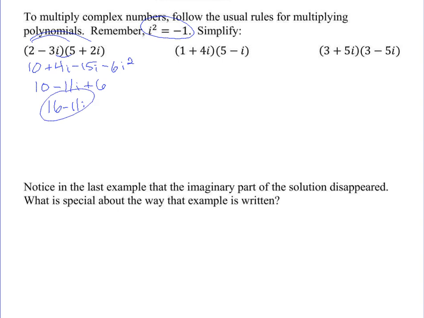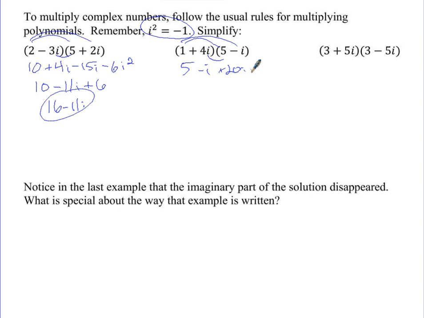Next one, what do we do? FOIL. How do I know that it's a FOIL? There's no sign in between. Good. Make sure you notice that sign. Okay, so I'm going to FOIL and I get 5 minus 1i, or just minus i, and then plus 20i, then i times -1.